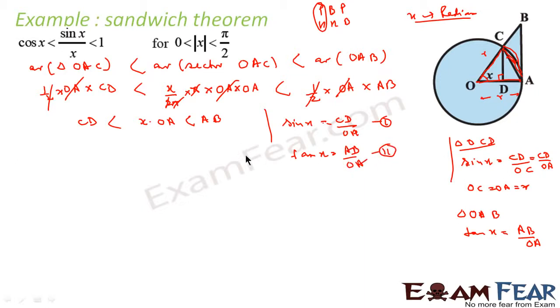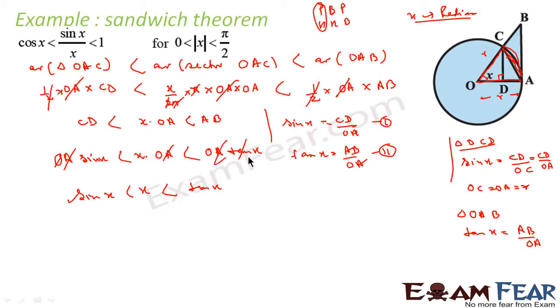Now what we can do is substitute the values here. CD is nothing but OA sin x, so instead of CD, I'll write OA sin x. OA I can leave it now because I feel that OA will get cancelled. AB I can write as nothing but OA tan x. Correct. Now we see OA is common again here, so we'll cancel the OA part. So what we get here is sin x is less than x and is less than tan x.